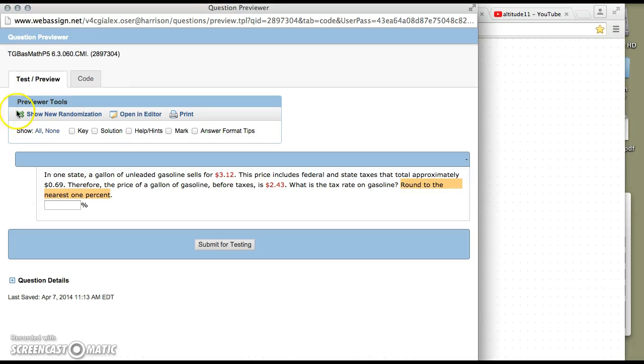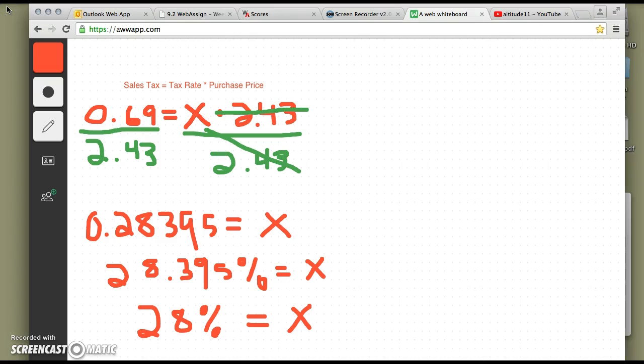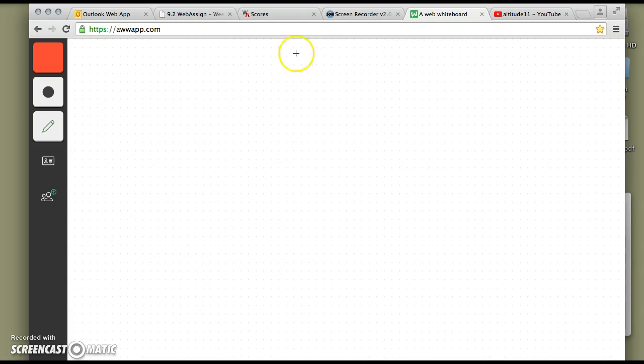Okay. On to our next problem here. This is going to be problem number 27. And this problem is going to involve a formula from page 542.